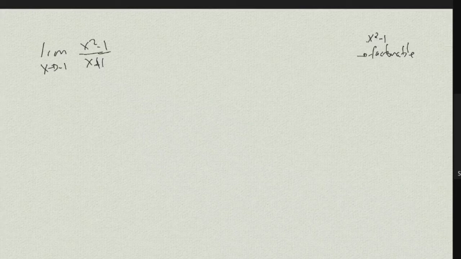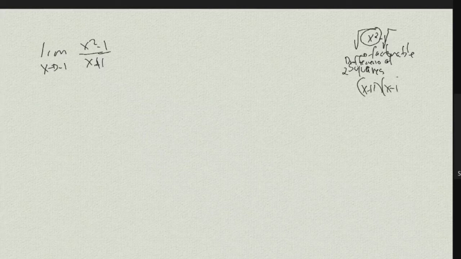So yes, it is factorable. This is the difference of two squares. So itong x squared is a perfect square. Meron siyang square root. Yung 1, meron din siyang perfect square root. Kaya ang magiging factor niya is x plus 1 times x minus 1. Please review your factoring. So ito pala is actually, we can convert this question into the limit of x plus 1, x minus 1, all over x plus 1 as x approaches negative 1.